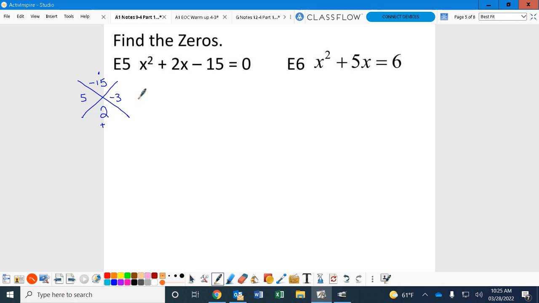I am going to factor this problem into 2 binomials. Guys, the whole point is making it multiplication. That's what we need to do, is make it multiplication. And it's going to be x in the front of each one. And at the back of it, I use the numbers from my diamond. So my numbers from my diamond are going to be plus 5 and minus 3.